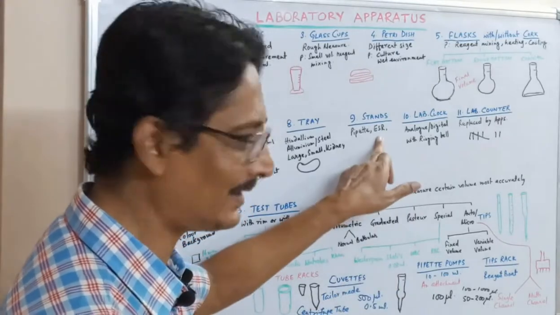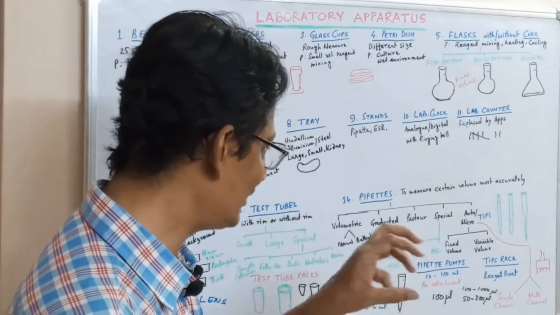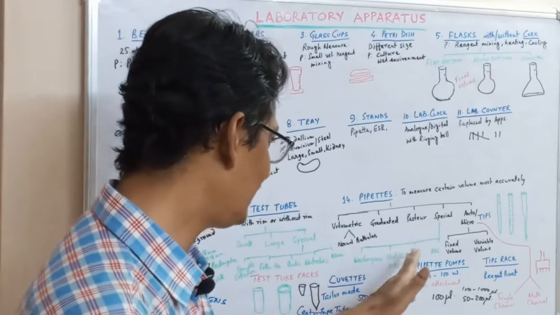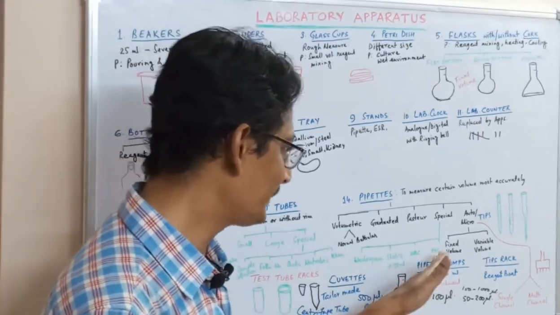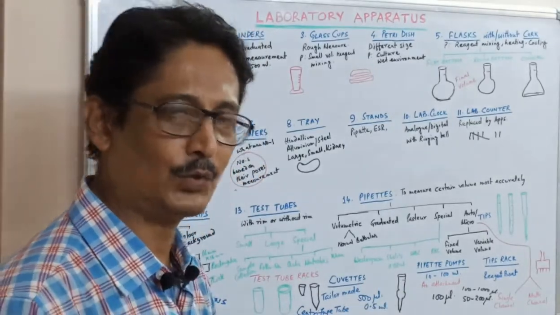Among the special types of pipettes, there is the Westergren pipette, which is for the ESR test. There is the Sahli pipette, which is to measure a unique volume, 0.02 ml or 20 microliter of blood. The WBC pipette is for counting the total number of WBC, and the RBC pipette is used for counting the total number of RBC.